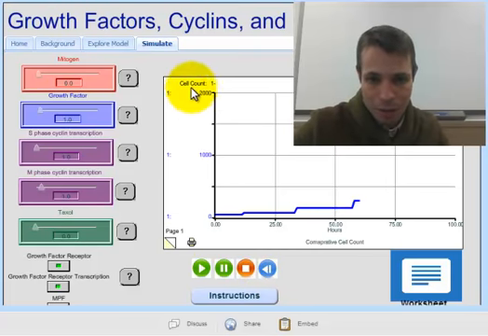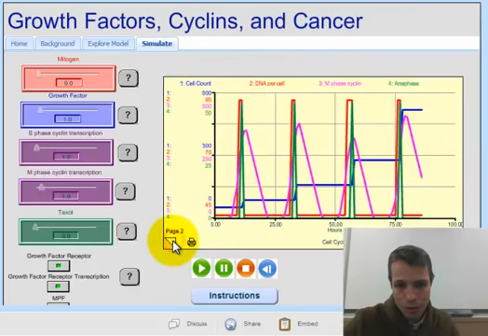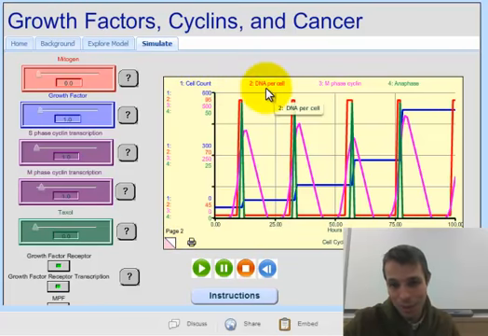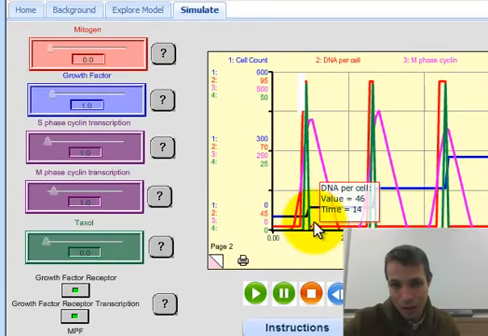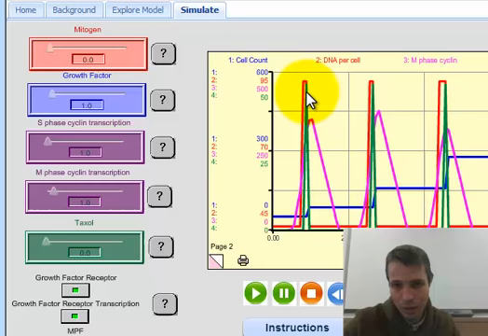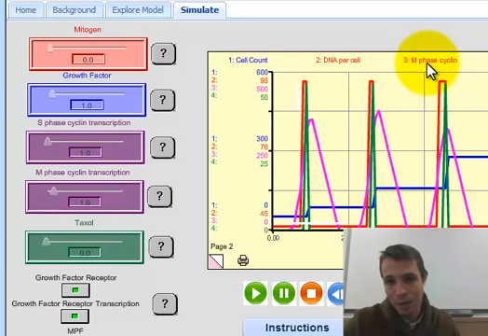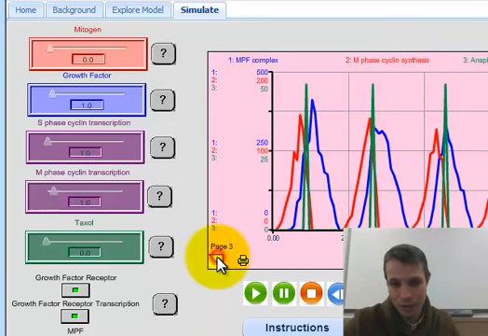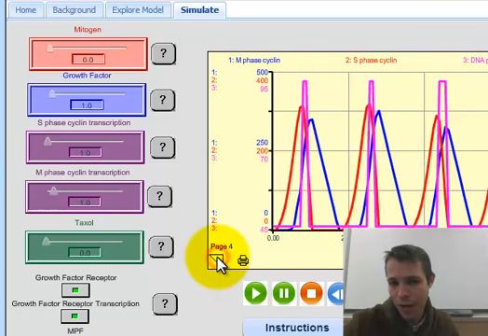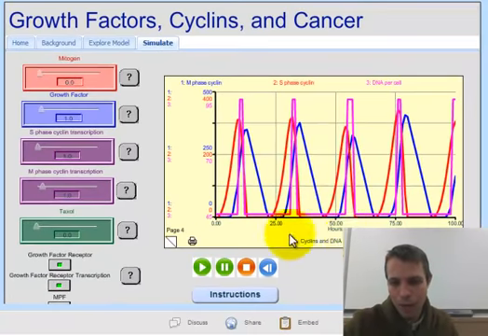Additionally, this is graphing right now the cell count. You can also go to a separate page which is graphing cell count again, and the DNA per cell, which you can see increases and then decreases, increases and then decreases. Likewise, M phase cyclin, anaphase, and so forth. So I've included with this model 5 different pages of graphs. You can use these different graphs to help inform what's happening overall.